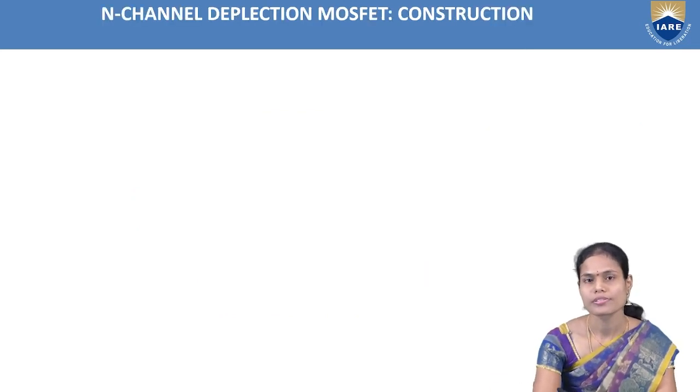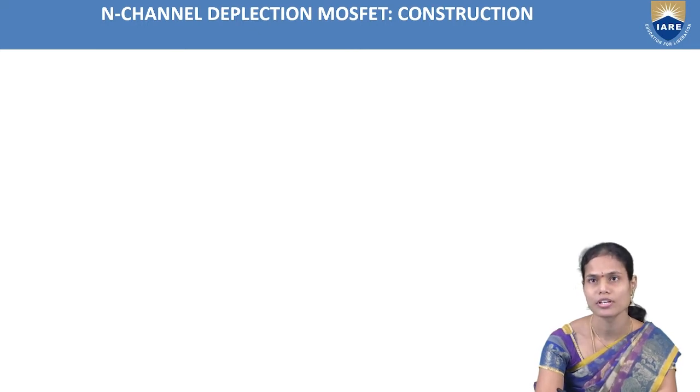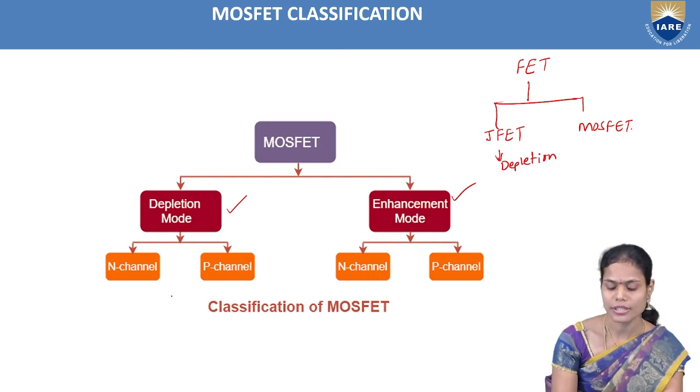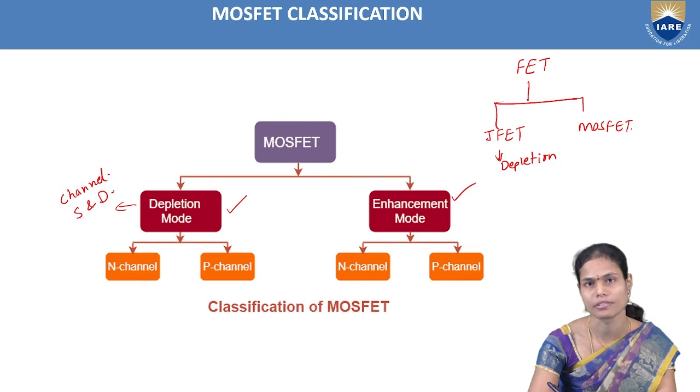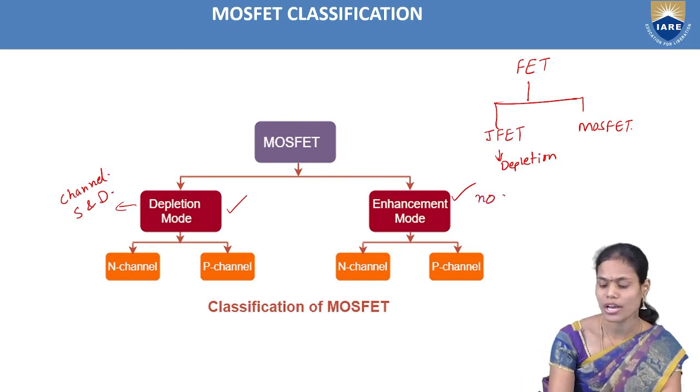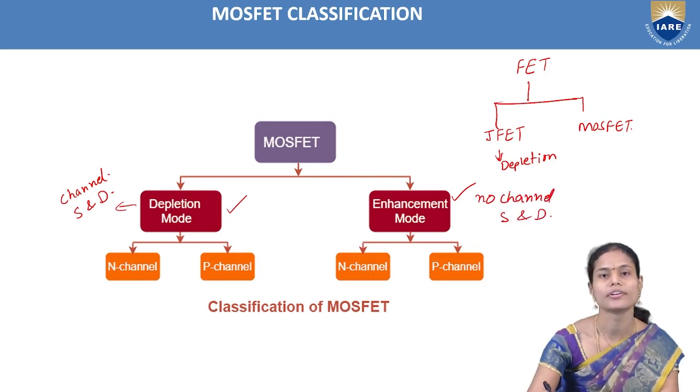Here I'm going for the N-channel depletion mode MOSFET. Before that, what is the basic difference between the depletion mode MOSFET and the enhancement mode MOSFET? In the case of depletion mode MOSFET, the physical channel is present between the source and drain terminals of the device. But in the case of enhancement mode, no physical channel exists between the source and drain terminals.